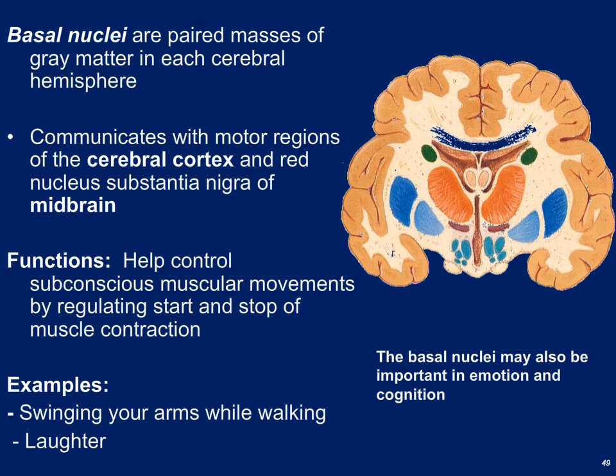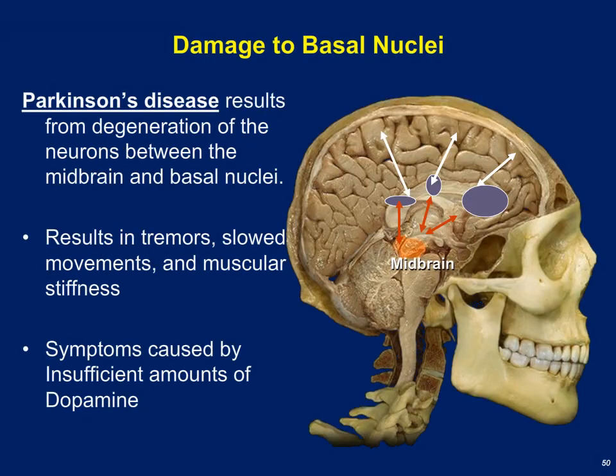And so examples of reflexes that are initiated through the basal nuclei are the swinging of the arms. If you start to walk very slowly, you don't swing your arms, but if you start to walk 3-4 miles an hour, you'll notice that your arms automatically swing at your sides, and the reason they do that is to help counterbalance you as you walk. And so the nerve impulses necessary to cause that arm swing initiate from your basal nuclei. The basal nuclei are also responsible for spontaneous laughter.